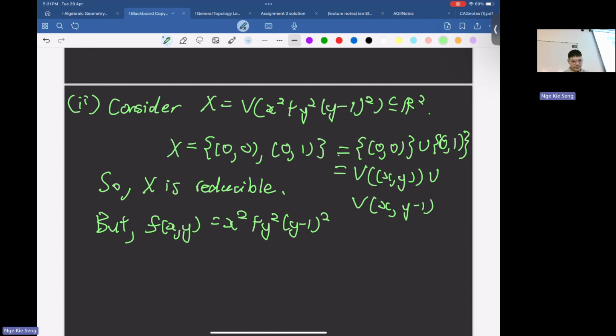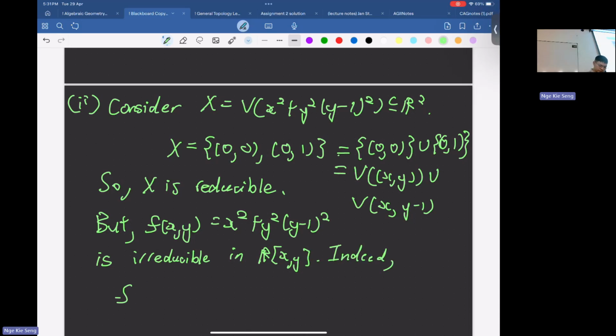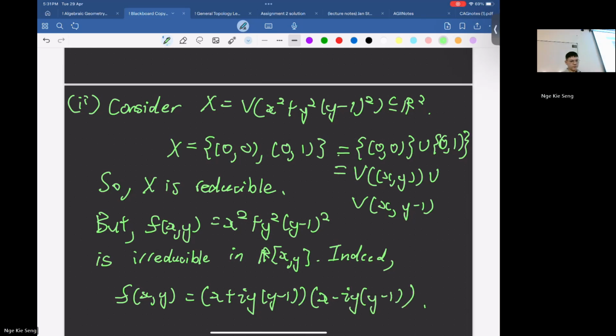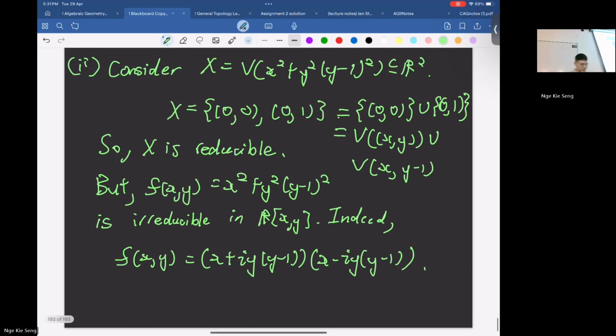But this function, yeah, it's irreducible in R actually, but it's reducible in C. So what is the factor here? Let's write it down: (x + iy)(y - 1) times (x - iy)(y - 1). Okay.